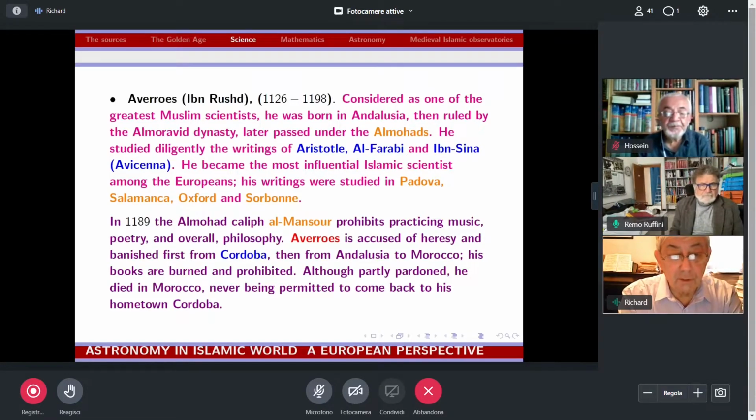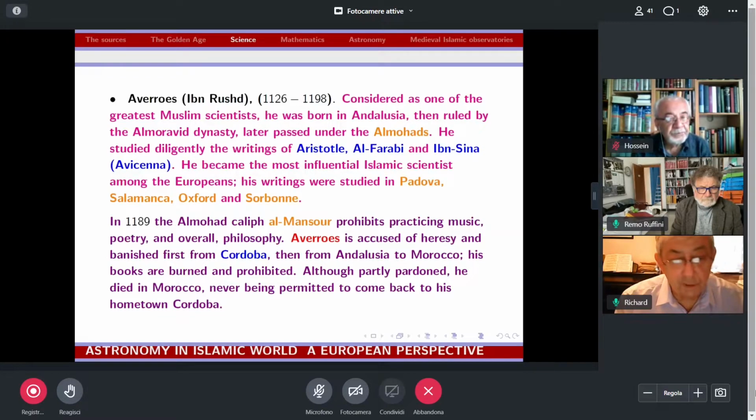He was born in Andalusia, in Moorish Spain, at the time of the Almoravid dynasty. During his life, he passed to the Almohads, and that was very bad for science, because the Almohad Caliph Al-Mansur prohibited practicing music, poetry, and philosophy. Averroes was accused of heresy and banished from Cordoba, then from Andalusia to Morocco, and he never returned.